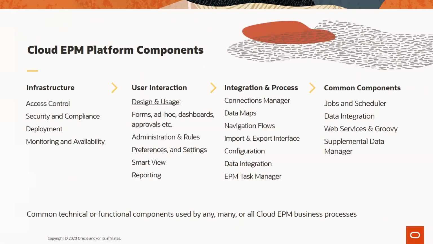So this further breaks it down into specific pillars: what we mean by infrastructure, what we mean by user interaction, integration and process-based platform components, and then the common components which go beyond those specific pillars. So this gives you a sense, when you come onto the cloud as a customer or you're using the cloud as it stands today, of the various components we isolate and identify as platform components.